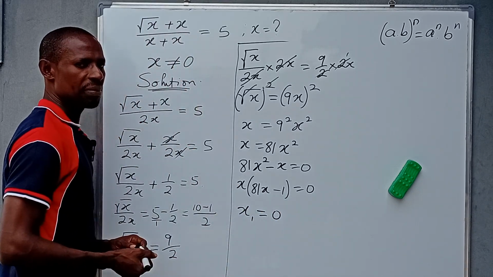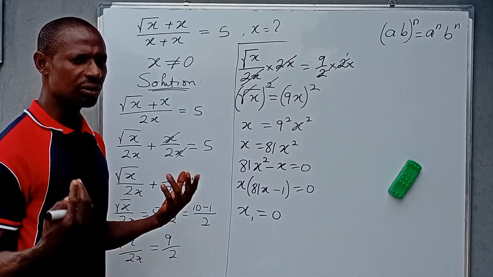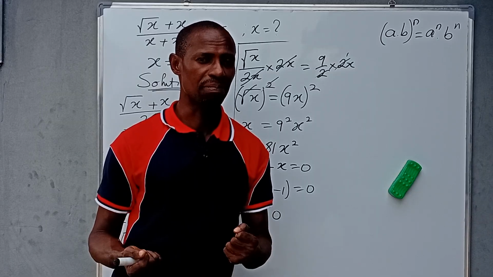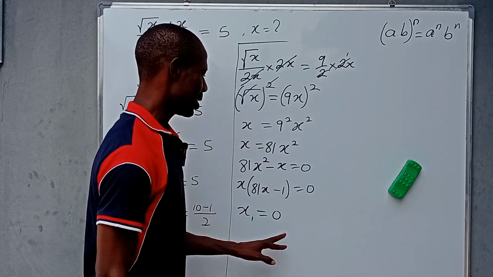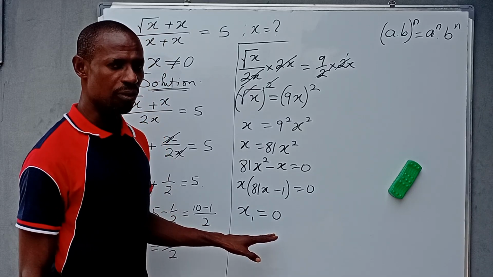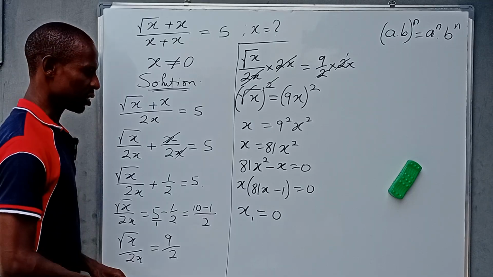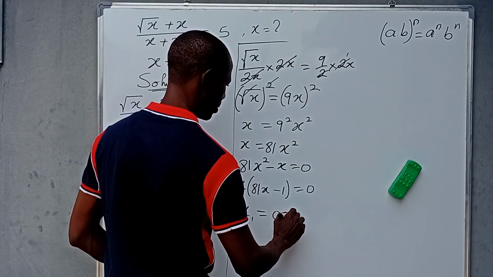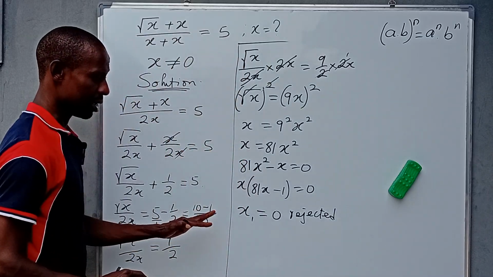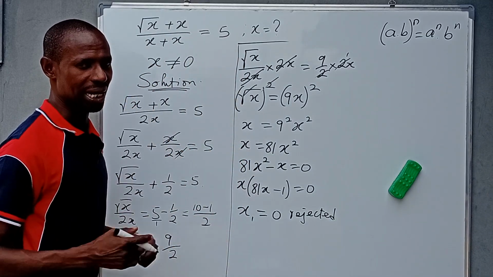But remember at the beginning we said x cannot be equal to 0. But we have already gotten one of the answers to be 0. So what does that imply? It means that this root, this solution here, is extraneous. In other words, we have to reject it because it does not satisfy the original equation. And so this is rejected. Although it's a solution to this challenge, it does not satisfy it. So we got to discard it.